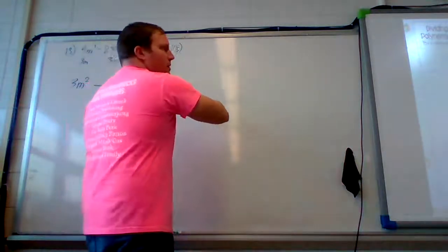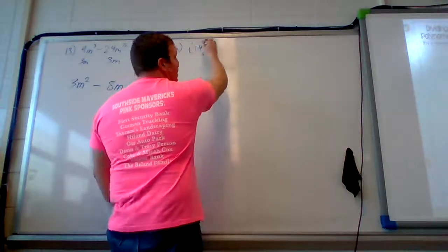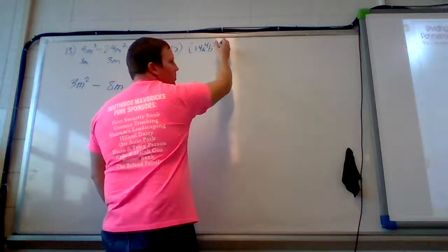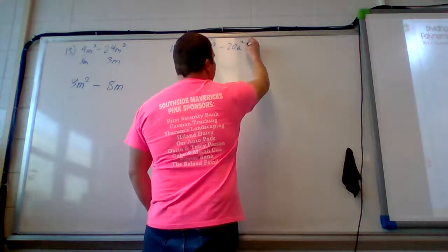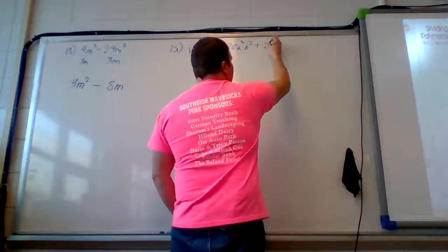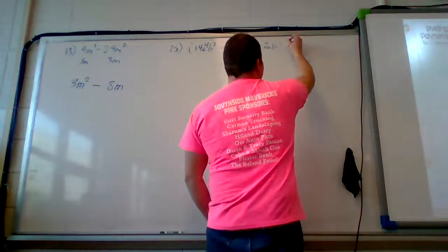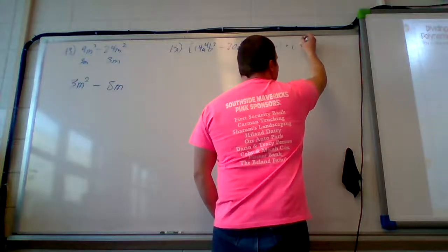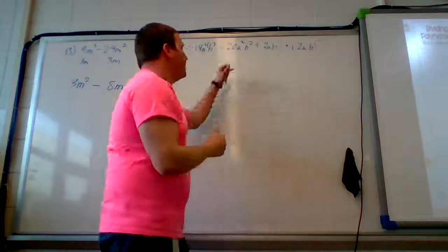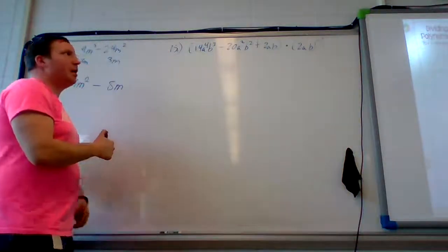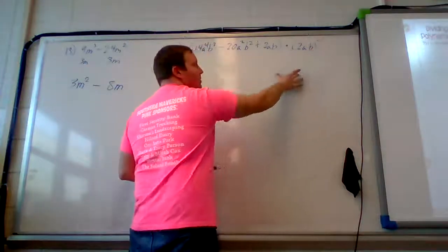So we've got 14a to the fourth b cubed minus 20a squared b squared plus 2ab, close parentheses. Is that times? It says times. And then 2ab in parentheses, and then negative 1 is the exponent. So anytime we have a negative exponent, all that's really telling us is we're going to take this entire thing and move it to the denominator.